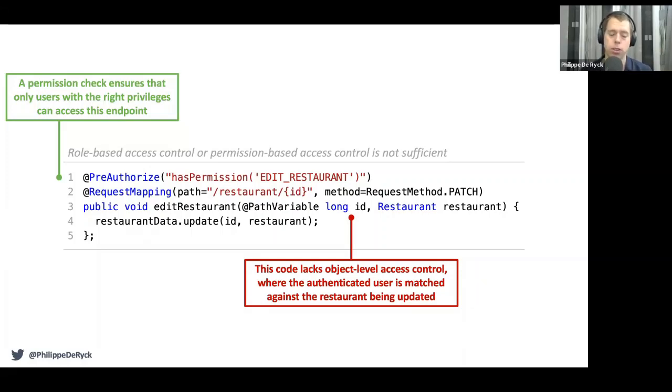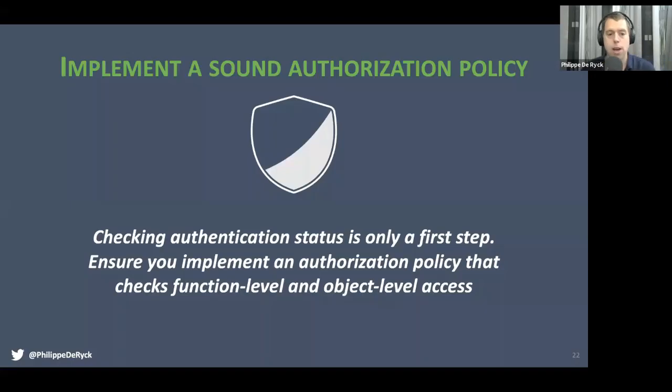So again, real-world vulnerabilities, real-world problems. You have to look for this because there's no insecure line of code here. There's a missing check to see if there's a relationship between the authenticated user and the restaurant that allows the edit restaurant permission for that particular restaurant. And that's what should be here. And that's something that is often missing in APIs. So you have to implement a sound authorization policy. That's essentially what this is about. Checking authentication is only a first step. You have to have an authorization policy, preferably in a centralized location, so it's easier for you to audit that policy to make sure that it does what it is supposed to be doing.